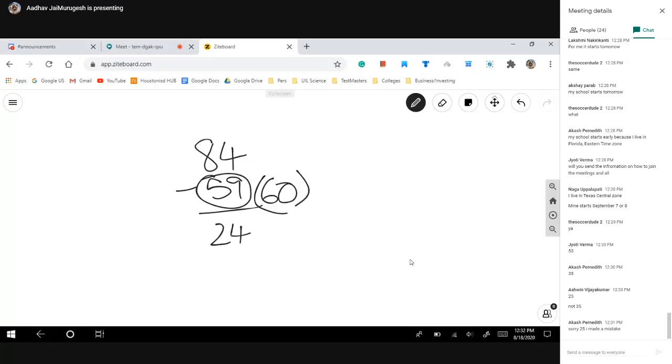Then you would determine what you would have to do in order to go from the original number to the rounded number, just like all the other tricks, right? To go from 59 to 60, you would have to do plus 1. So in the answer you would also do plus 1 to get 25. That is the answer. The answer to 84 minus 59 is going to be 25.